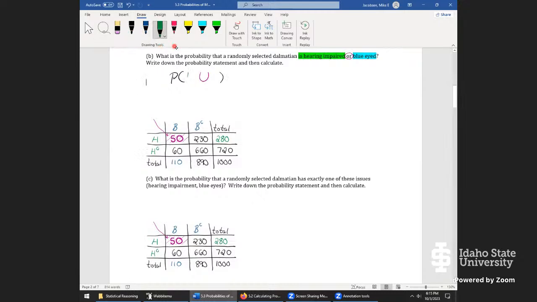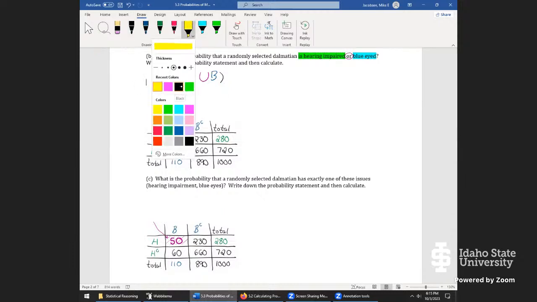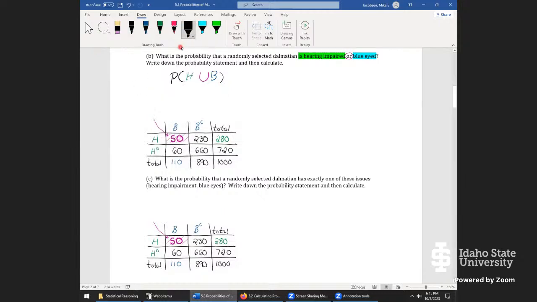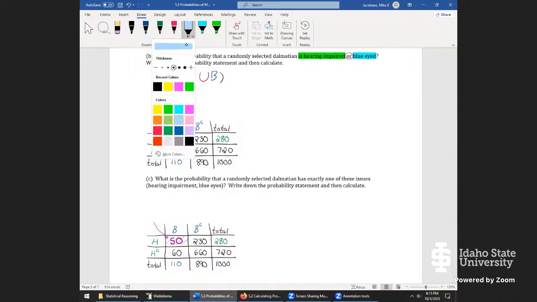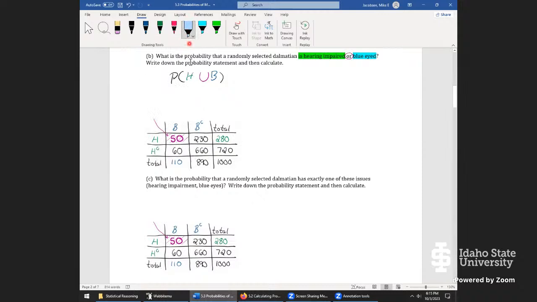So I'll put in here probability of hearing impaired union blue-eyed, H union B altogether. So the "or" turns into a union symbol, but once you have a union symbol, here's what's going to happen. We're going to grab our probabilities by doing the following. Let's go with that blue.